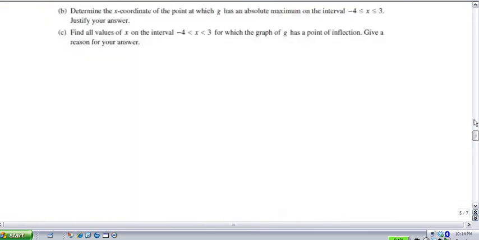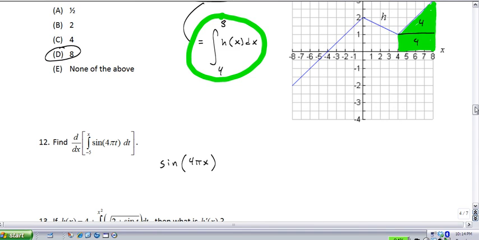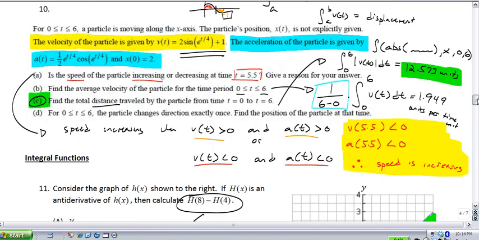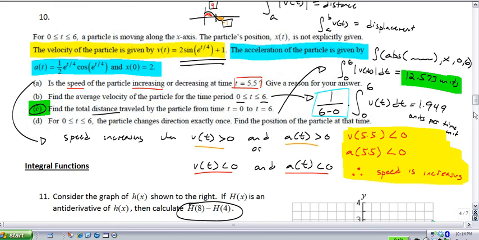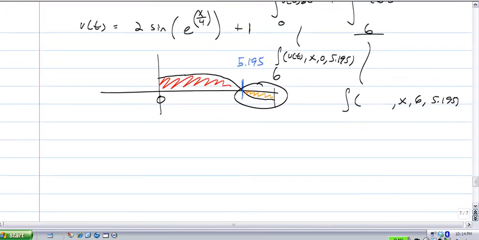Okay, back to 10. We're almost done with 10. The particle changes directions exactly once. Find the position of the particle at that time. Well, we know when the particle changes directions. It's at 5.195. So we got to figure out, where is the particle? Well, I'll tell you what. The particle has moved to the right, the red amount right there.